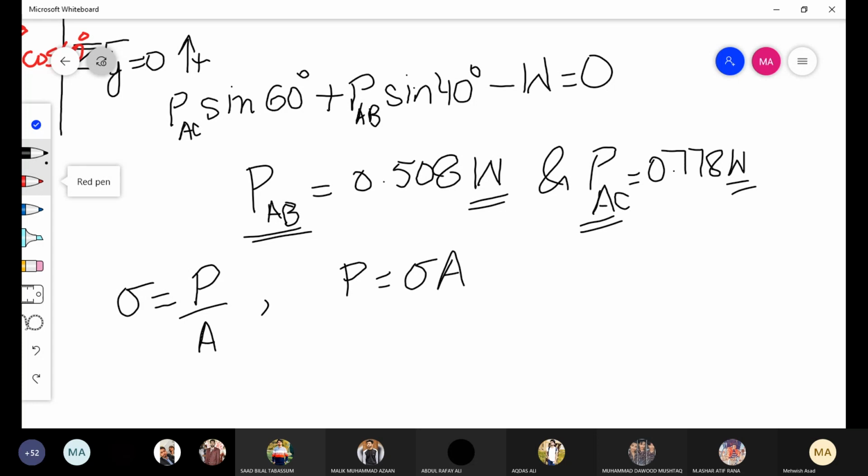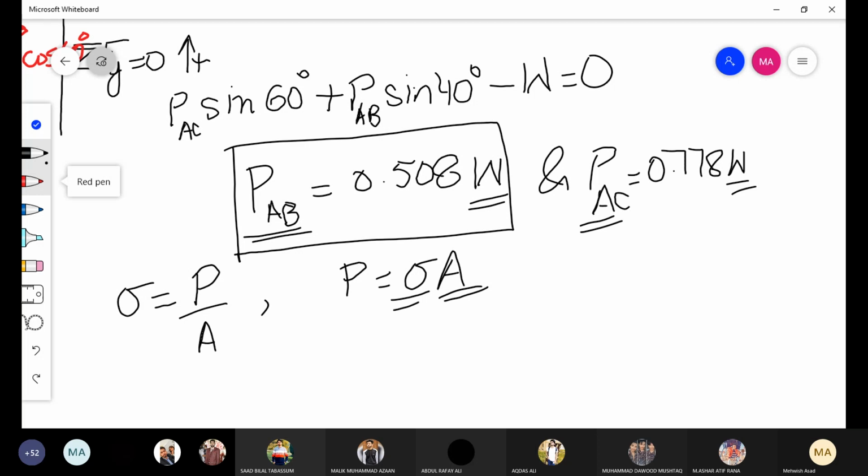Because we are given the values of sigma as well as of A, हमें एरिया भी पता है और हमें सिग्मा की वैल्यूज भी पता है, तो हम दोनों मेंबर्स के लिए वैल्यूज को पुट कर देंगे. हम एक इक्वेशन को सॉल्व करते हैं और उसके बाद दूसरी इक्वेशन को सॉल्व करेंगे. So let's start with the first equation, that is PAB is equal to 0.508 W.